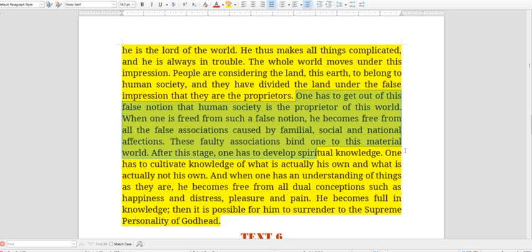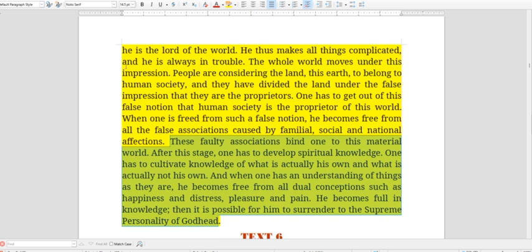One has to get out of this false notion that human society is the proprietor of this world. When one is freed from such a false notion, he becomes free from all the false associations caused by familial, social, and national affections. These faulty associations bind one to this material world. After this stage, one has to develop spiritual knowledge. One has to cultivate knowledge of what is actually his own and what is actually not his own. And when one has an understanding of things as they are, he becomes free from all dual conceptions such as happiness and distress, pleasure and pain. He becomes full in knowledge, then it is possible for him to surrender to the Supreme Personality of Godhead.